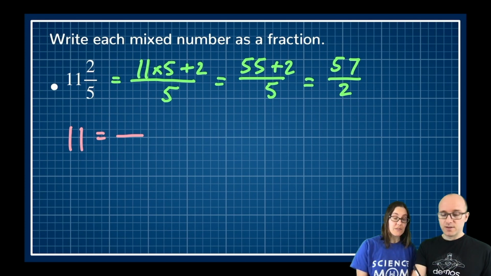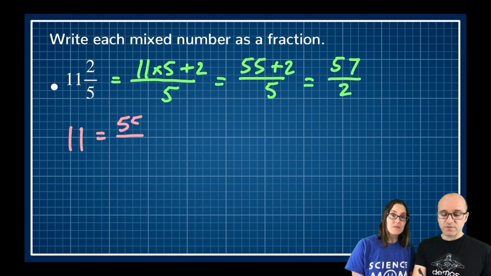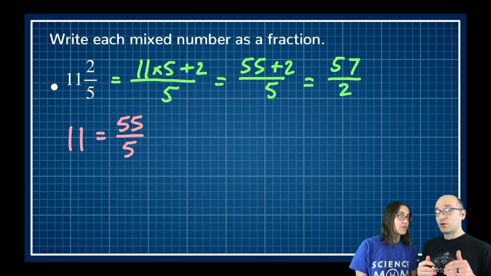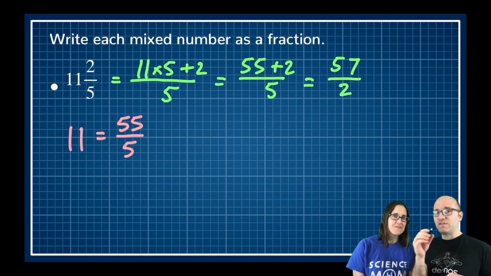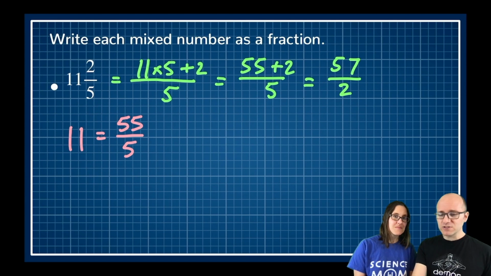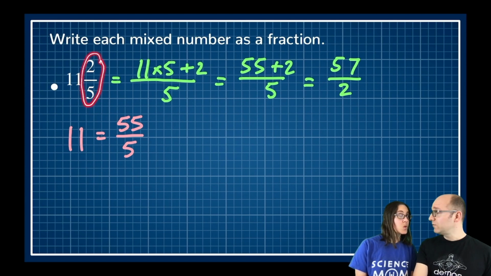Ooh, 11 times 5. That's right, so 55. But now 55 divided by 5, because there were 5 slices per pizza. That's one way of rewriting the number 11. Aha! So now we have 55 fifths, but we also had 2 fifths.